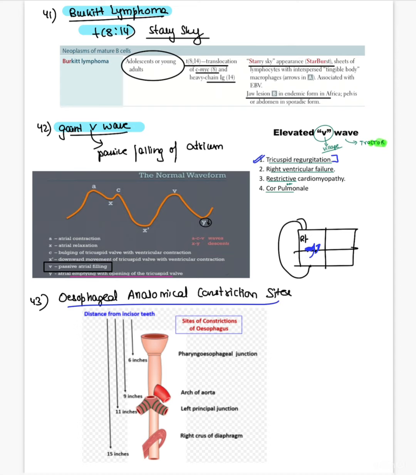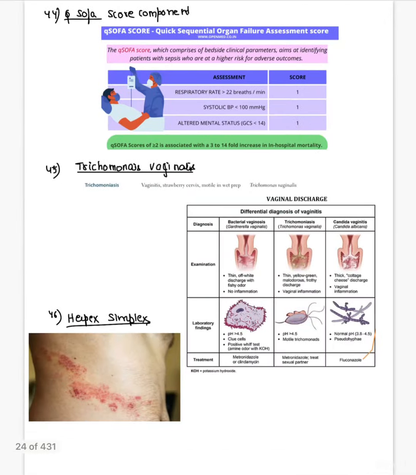Then the next question they ask you is esophageal anatomical constriction sites. That is always calculated from the incisor teeth. So basically, where do you see? That is the pharyngoesophageal junction. Then you have the arch of aorta. Then you have the left principal bronchus, left bronchus, and then the right crura of the diaphragm. So these are the sites of constriction, that is at 6 inch, 9 inch, 11 inch, and 15 inch.